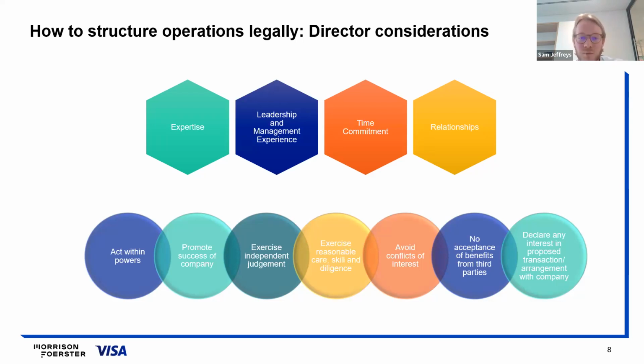So looking at the sort of types of individuals that might be on the board, you have the executive directors, which, as I said, is at the start largely the founders.